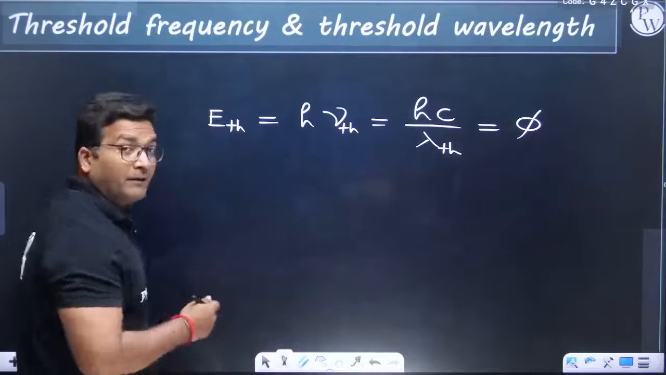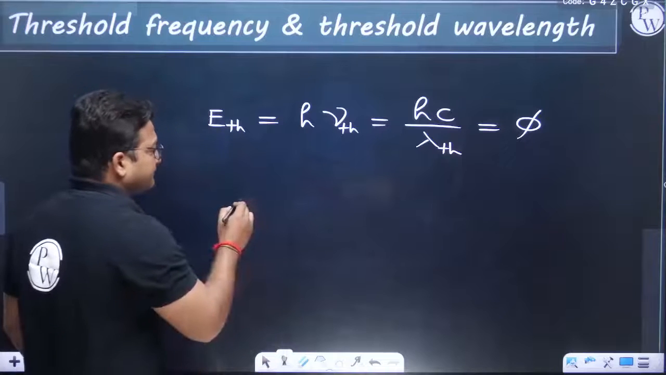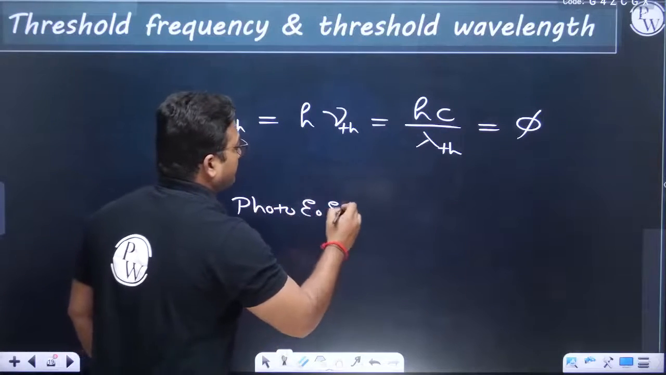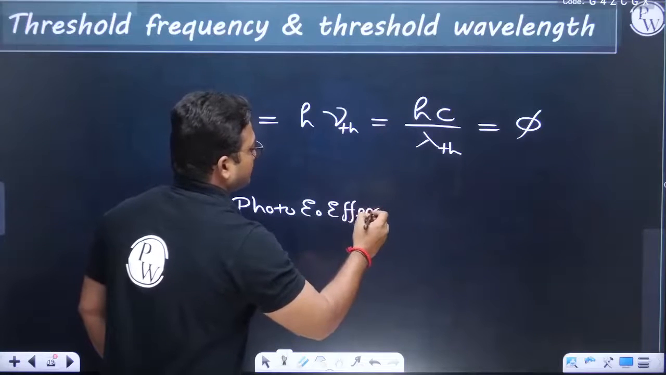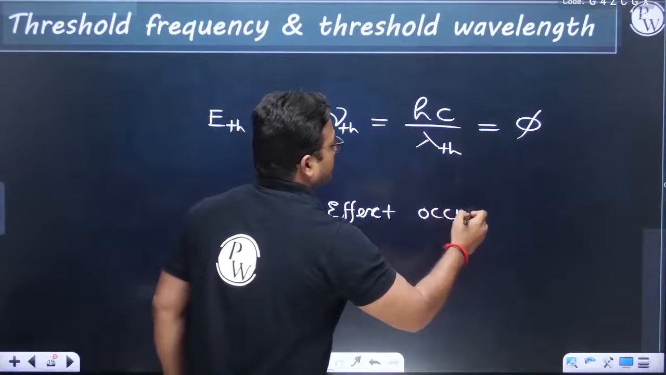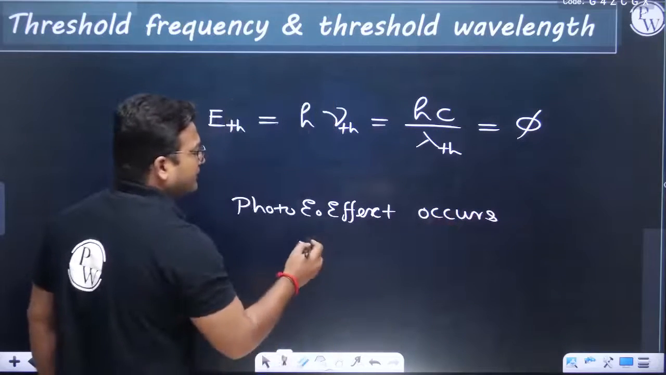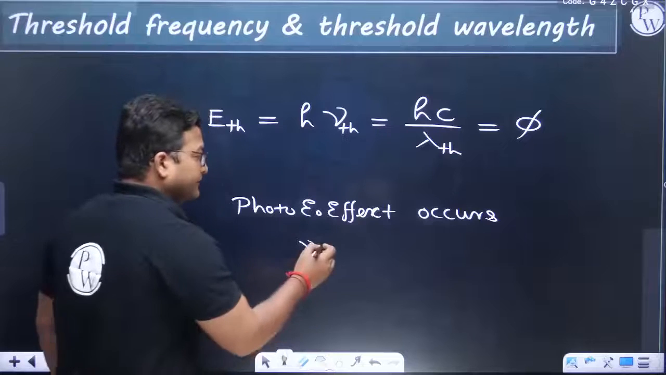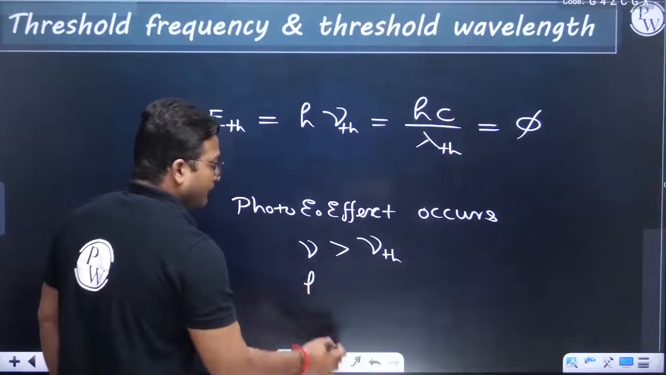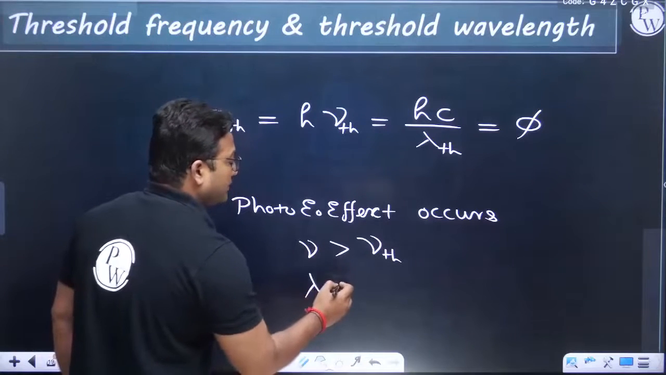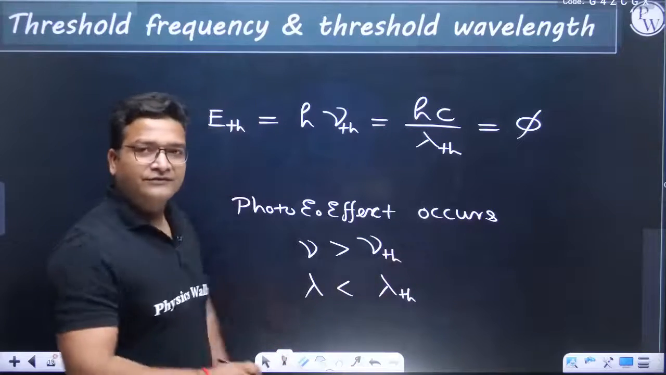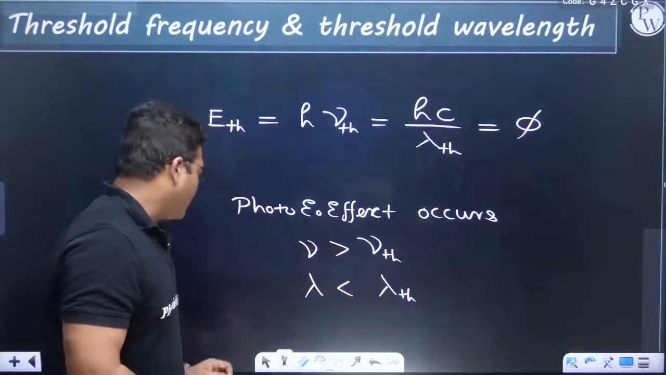So the photoelectric effect occurs if the frequency of the photon is more than the threshold frequency and the wavelength of the photon is less than the threshold wavelength. That's simple. Always remember this point.